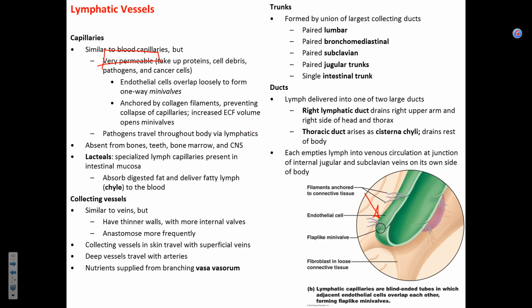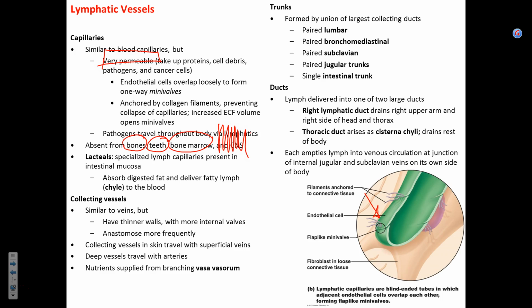Okay. There are no lymphatic capillaries in the bones, teeth, and bone marrow. Two years ago, the lymphatic system was discovered in the brain. So this statement is no more valid. There are capillaries in the brain. Imagine what it means for a science like anatomy. We know human anatomy pretty well. And two years ago, a guy discovers actual lymphatic vessels in the brain. That was pretty awesome. Okay.